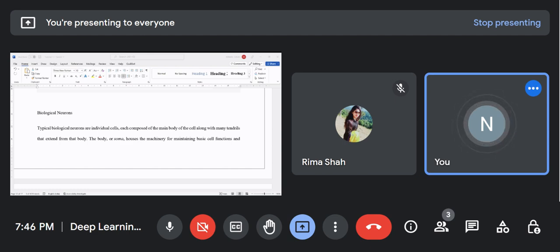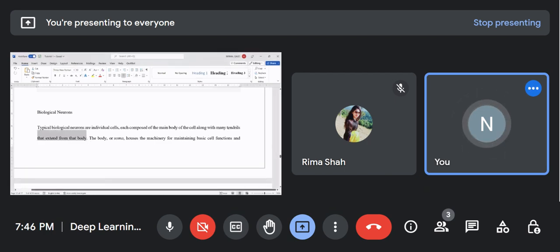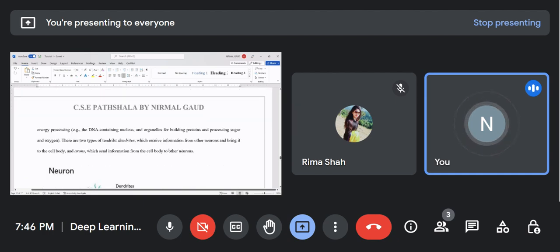The spelling can be changed. Here they are called tendrils, but they are just similar to dendrites. The body, or the soma, the cell body, houses the machinery for maintaining all the basic functions, and all the energy processing. That is your DNA-containing nucleus. It comprises organelles for building proteins, and processing sugar and oxygen. Whatever computation needs to be performed, as in an artificial neural network, the computation is done on the neuron.